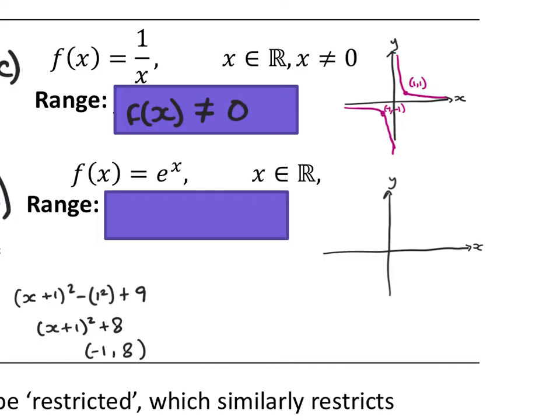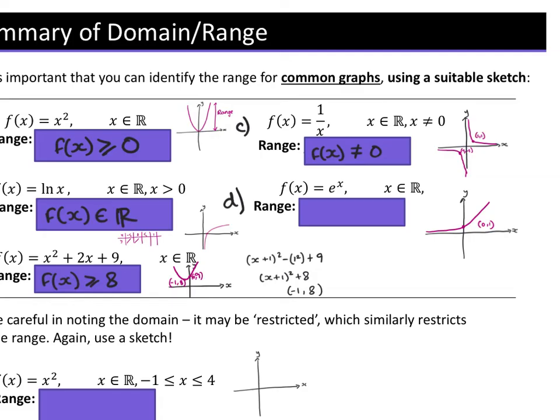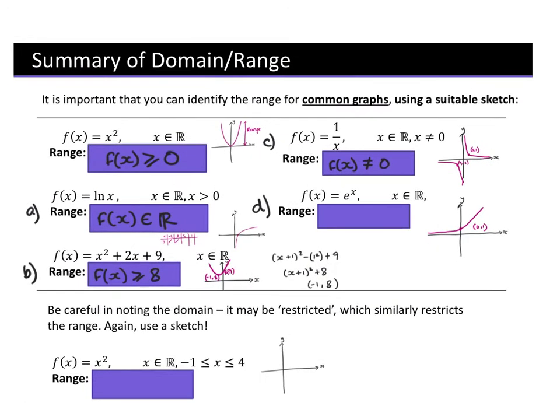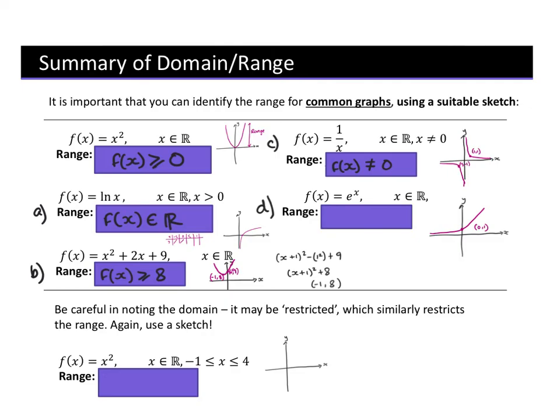Okay, so e to the x, the graph looks like this. And it's going to cross at 1. So this is (0, 1). And again, we've got an asymptote on the line y equals 0. Now, e to the power of x is in fact the inverse of ln x.